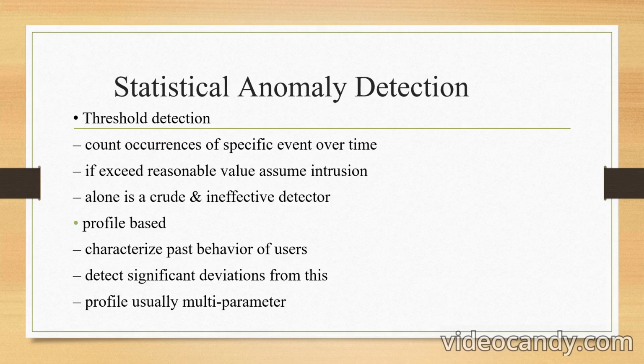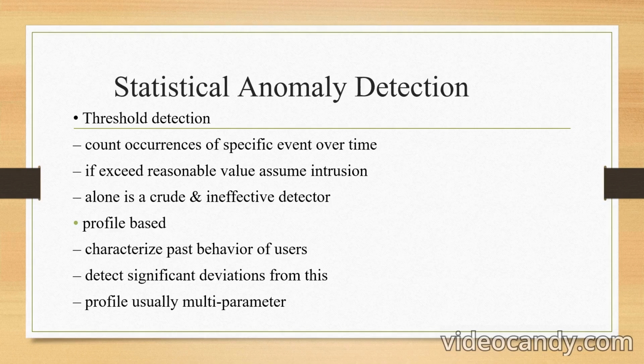Statistical anomaly detection. Statistical anomaly detection techniques fall into two broad categories. One is called threshold detection, the other one is called profile-based systems. In threshold detection, we count the number of occurrences of a specific event type over an interval of time.